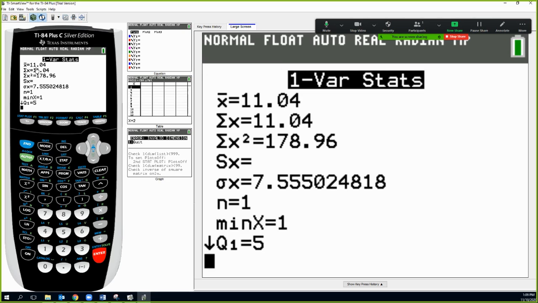And then you see we have the mean of 11.04. We use the symbol mu for this mean, but that's still the same thing. 11.04, which is what you got in class last time. And the standard deviation, 7.56, is what we got when we did it by hand as well.